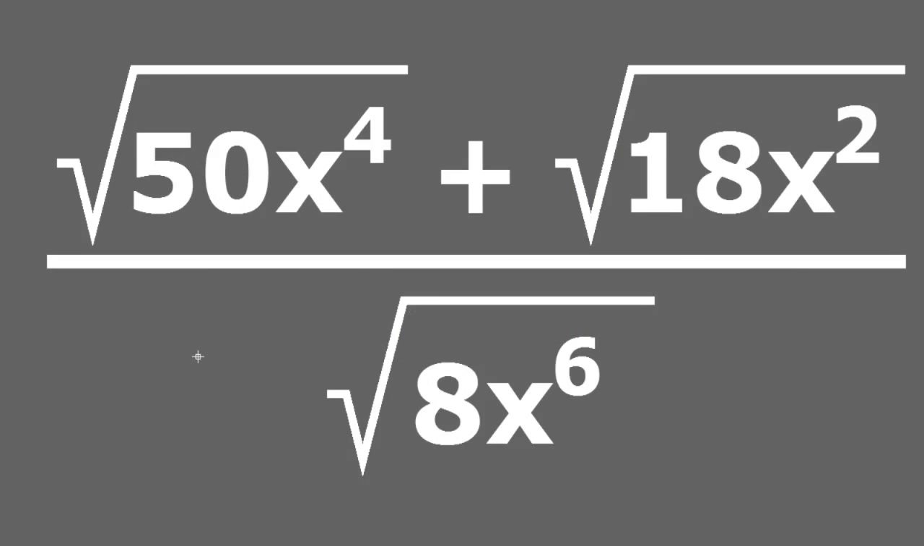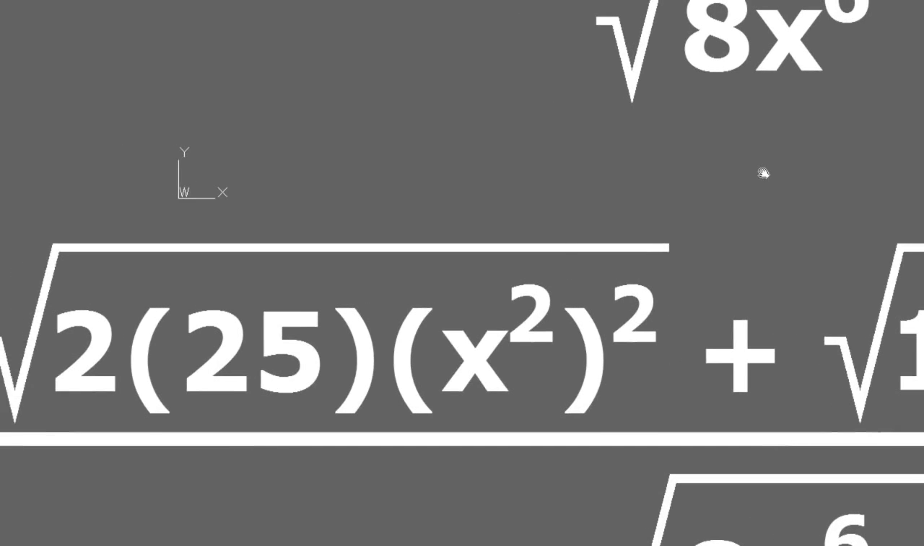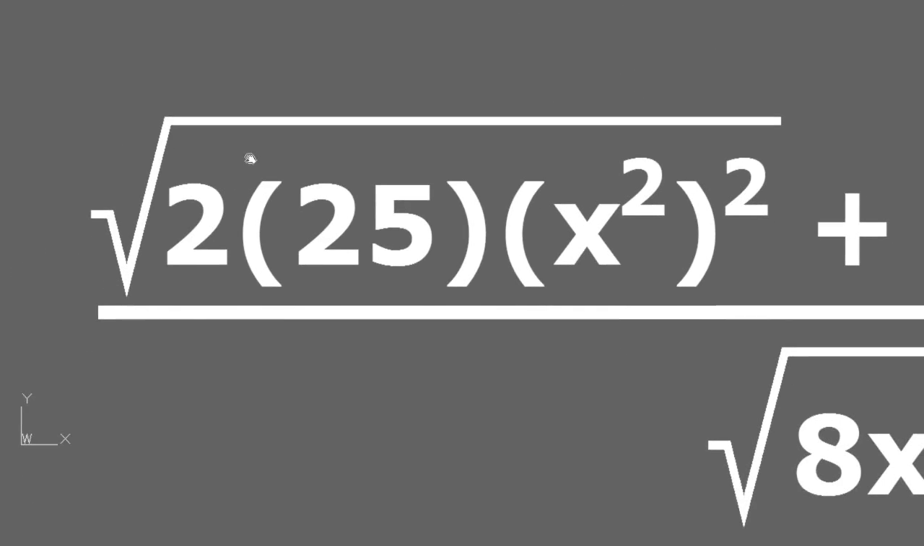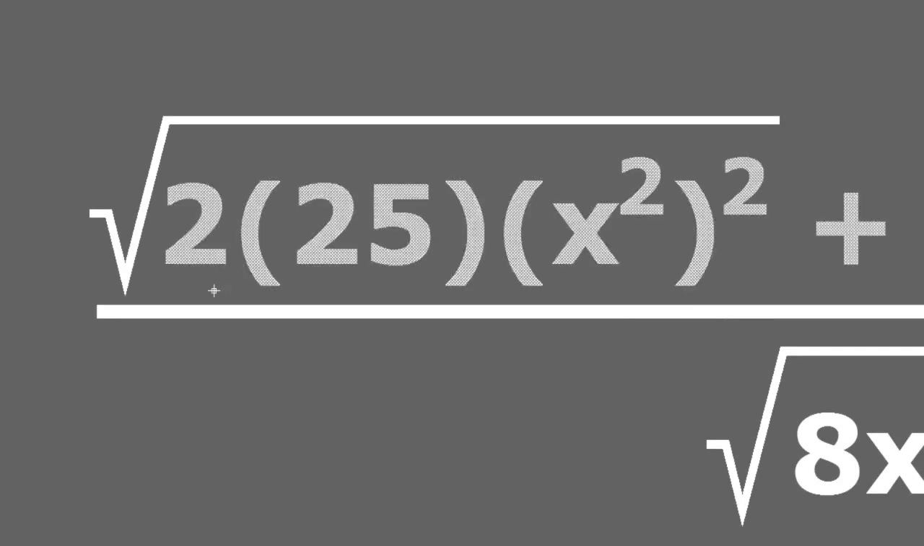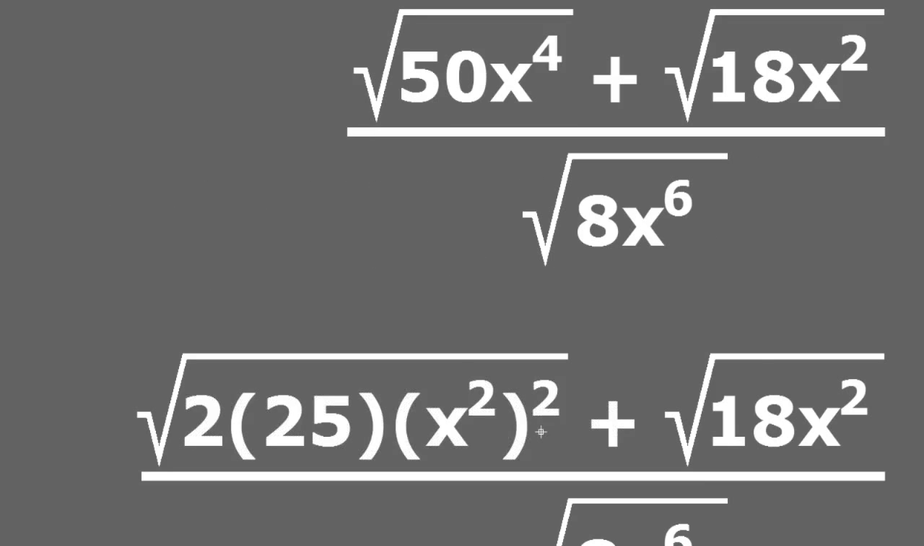So we start with the square root of 50x to the 4th power plus the square root of 18x squared, divided by the square root of 8x to the 6th power. Let me first start by working on this term, the square root of 50x to the 4th power. What I'm going to do is rewrite the 50 as 2 times 25. Square x squared also equals x to the 4th power. So now I just factor the 50 and I separated the x to the 4th power into x squared squared.